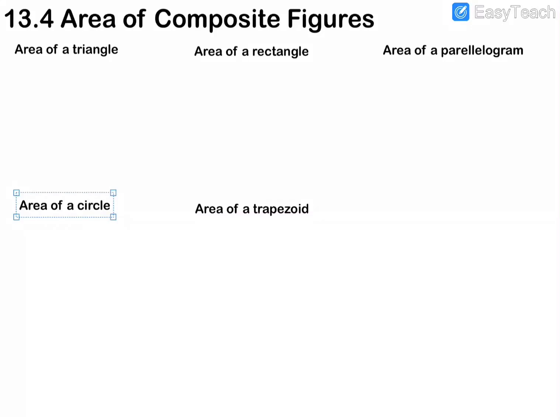We are continuing on in chapter 13. This is 13.4, area of composite figures. Now, this is the last lesson for chapter 13, so we are finished after today. Once we get through this lesson, there will be a small assignment, and then I have scheduled for Tuesday and Wednesday a short quiz on chapter 13.